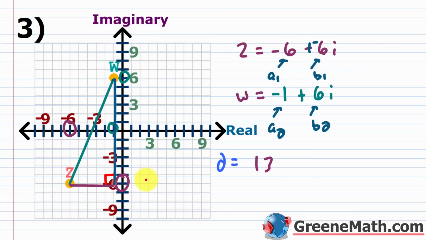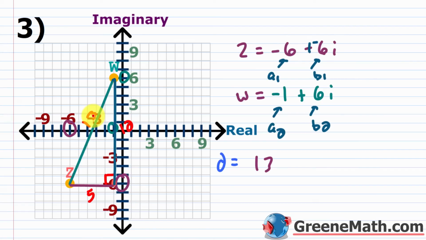So a lot of you would have noticed that this is a 5, 12, 13 right triangle. Thought I'd just draw it real quick. So this is negative 6 and this is negative 1. So the length here is 5. Then up here, this is 6. And then this down here is going to be negative 6. So this right here would be 12 for the length of that side. So this is a 5, 12, 13 right triangle.